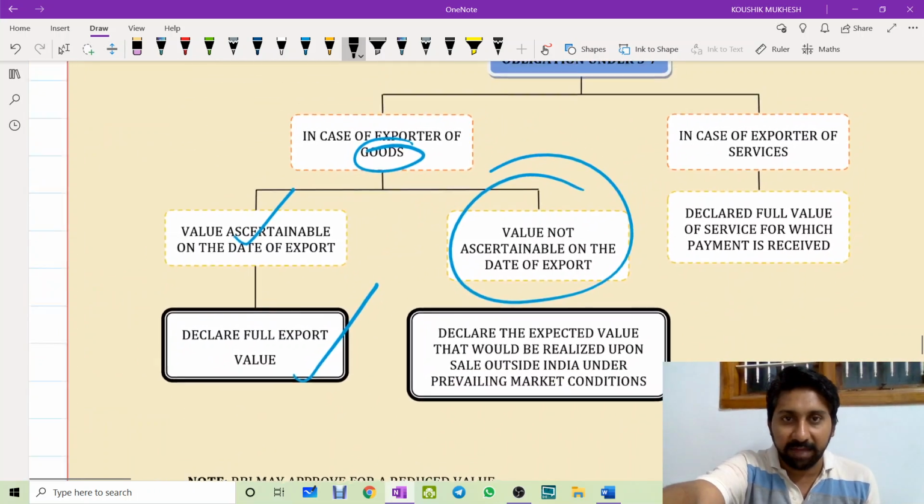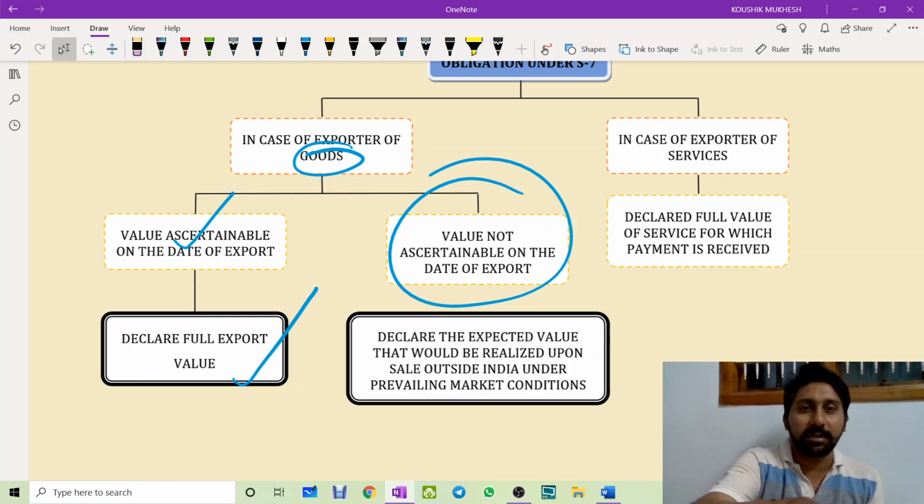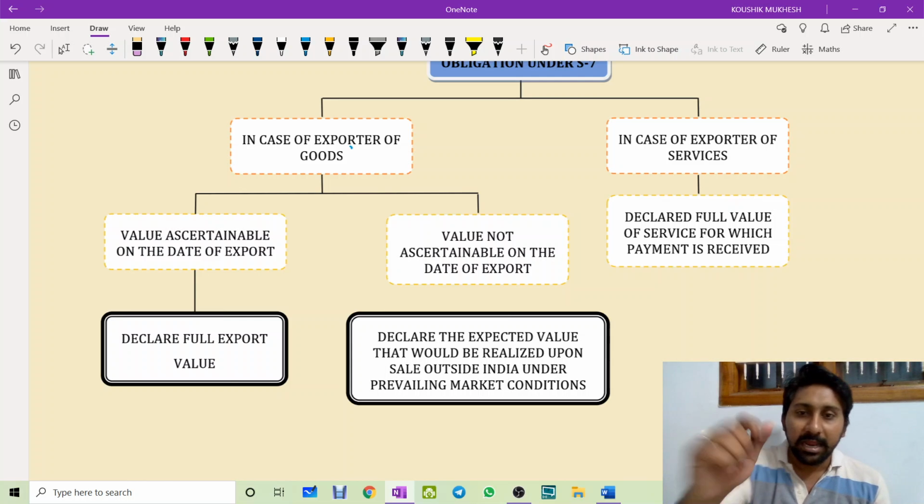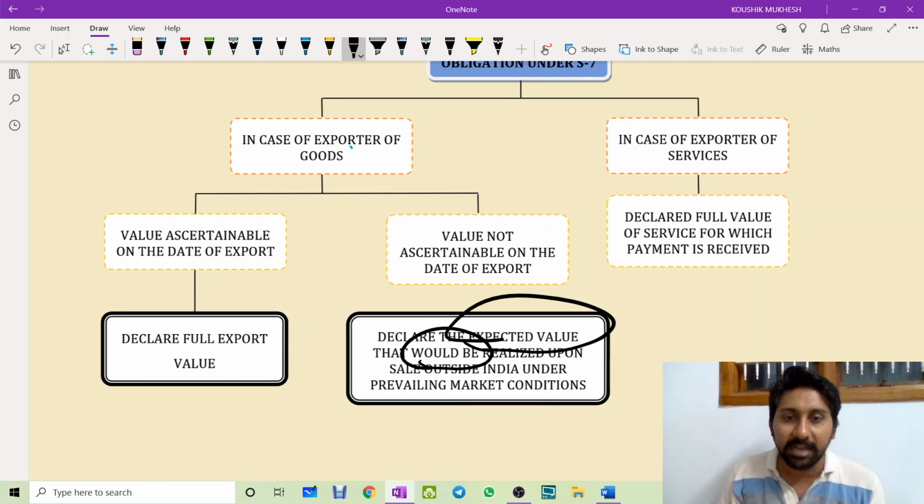So please have a look into this. Obligation under section number 7. In case of an exporter of goods, if the value is ascertainable on the date of export, declare full export value. If the value is not ascertainable, expected value has to be declared, which would be the chances probable to be realized upon sale outside India.